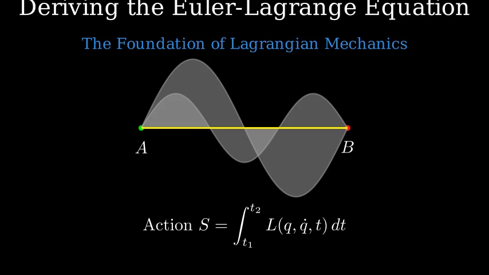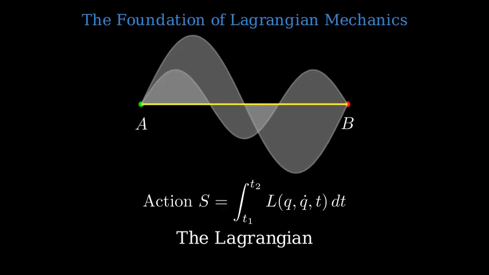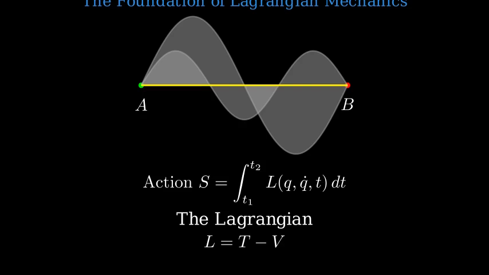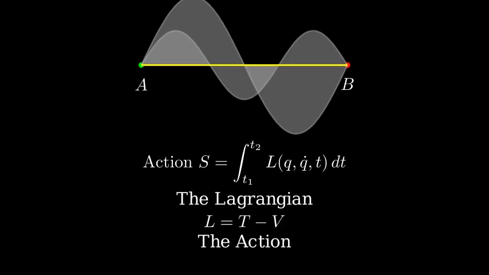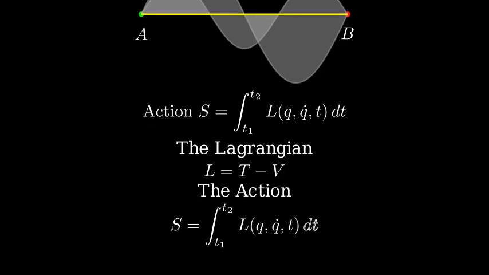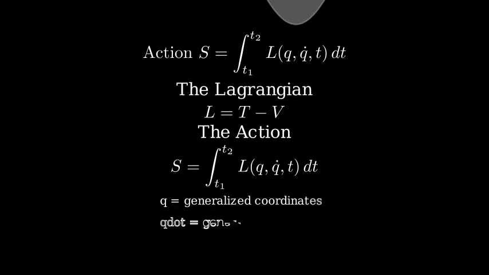Let's define some terms. First, the Lagrangian L is the difference between the kinetic energy T and the potential energy V of a system. So we have L equals T minus V. The action, S, is the integral of the Lagrangian over time, from an initial time t sub 1 to a final time t sub 2. We can write this as S equals the integral from t sub 1 to t sub 2 of L of q, q dot, t dt. Here, q represents the generalized coordinates of the system, q dot represents the time derivative of q, or the generalized velocities, and t is time.